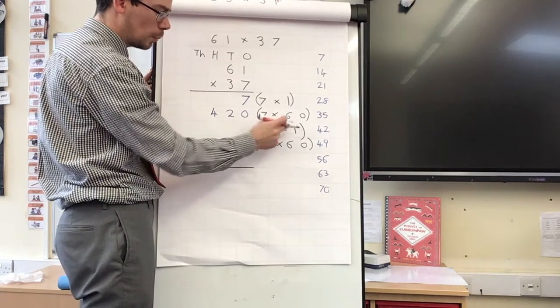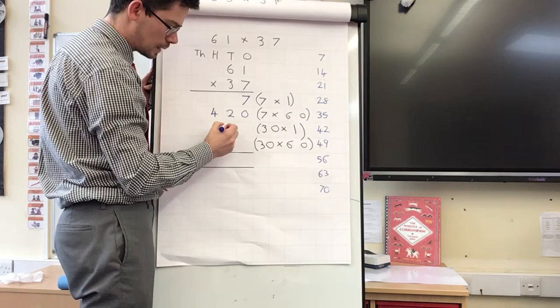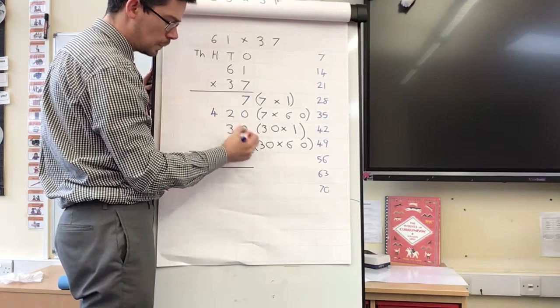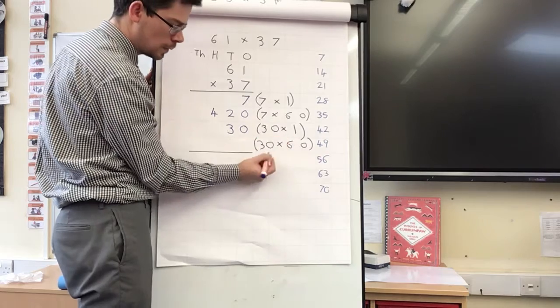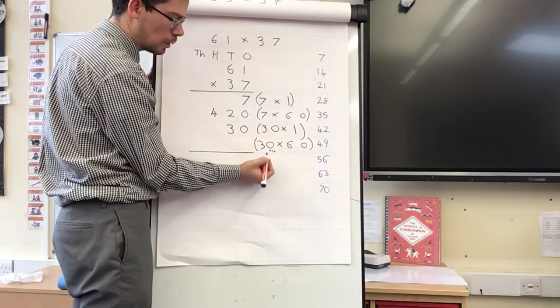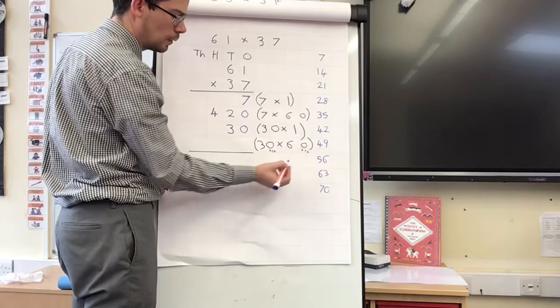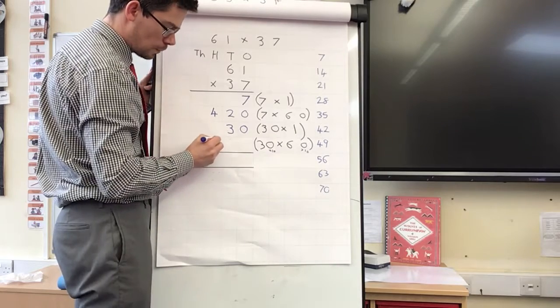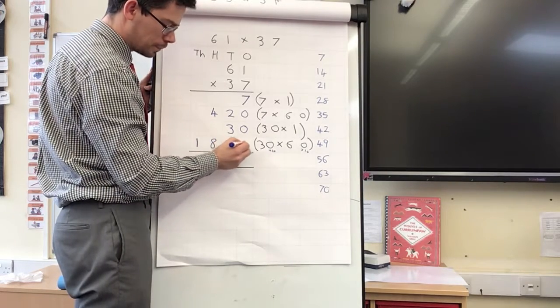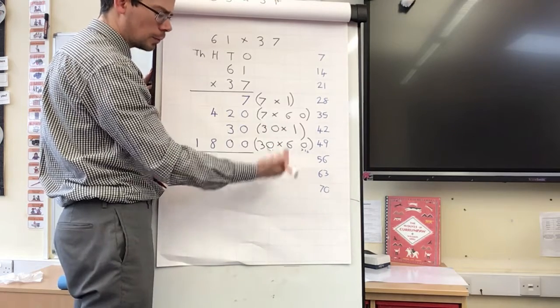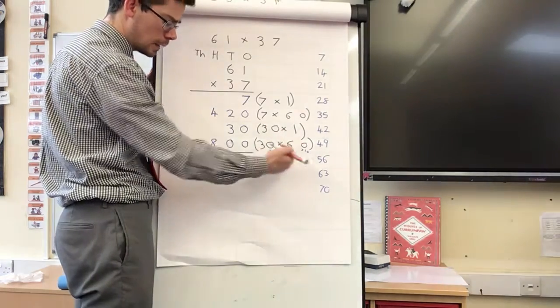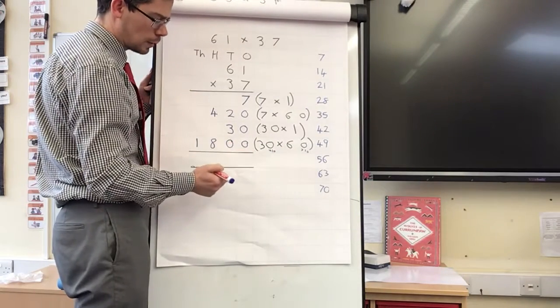Then I've got 30 times 1. Timesing anything by 1 is easy, it stays the same, so 30. 30 times 60. 3 times 6 is 18. Times 10, 180. Times 10 again, 1,800. 3 times 6 is 18. 30 times 6 is 180, so 30 times 60 is 1,800.